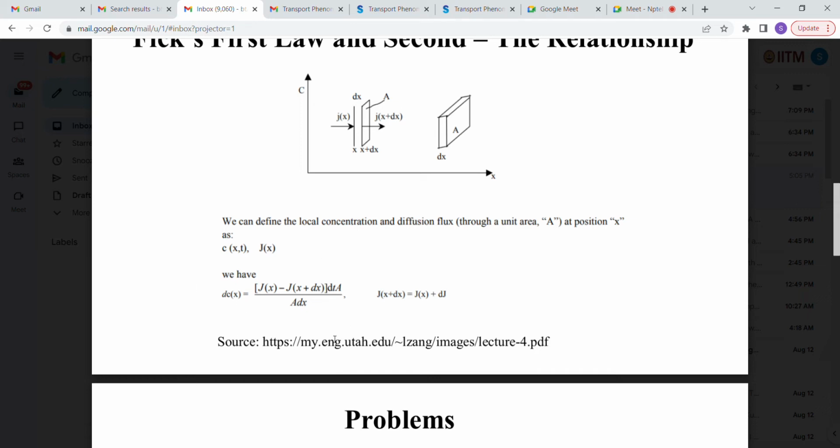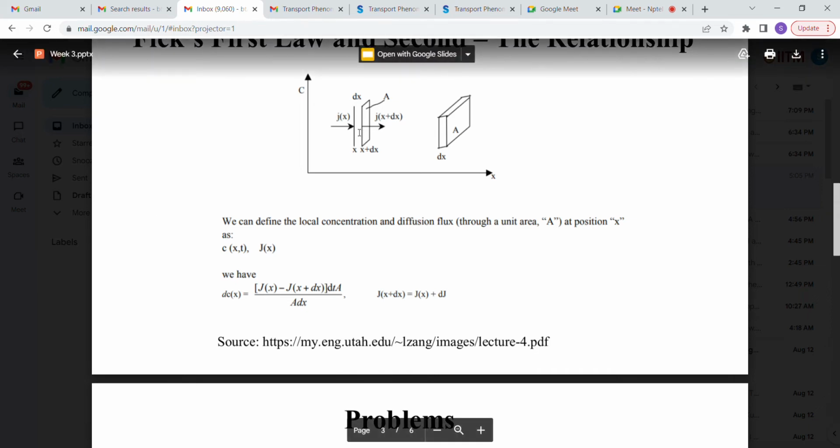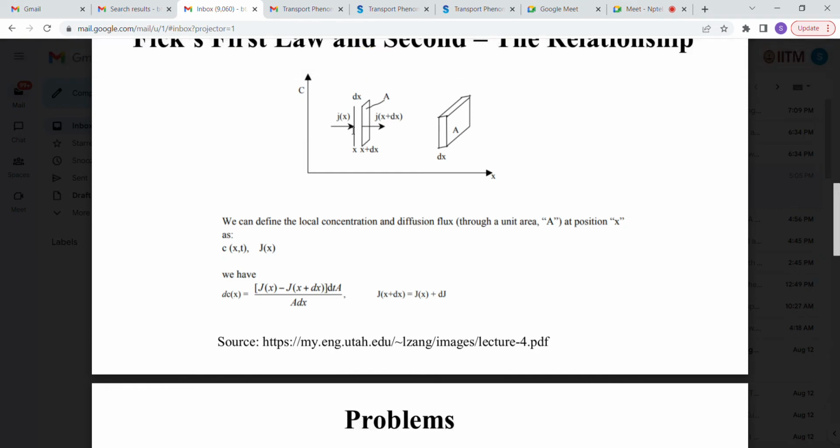The difference in the concentration between this point and this point is related to the difference in the flux at this point and this point, which is given by this equation. That's what it says. I'm going to make you think about how this equation came in the first place. We'll look at it later.